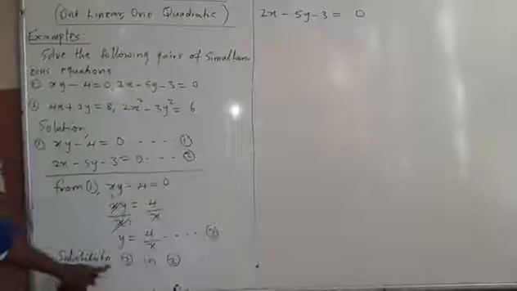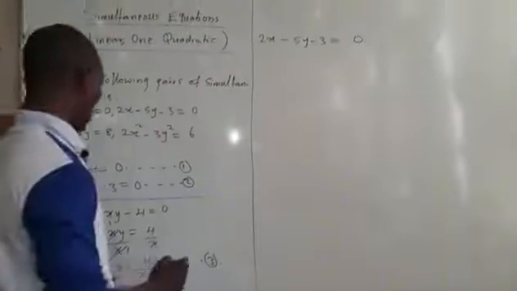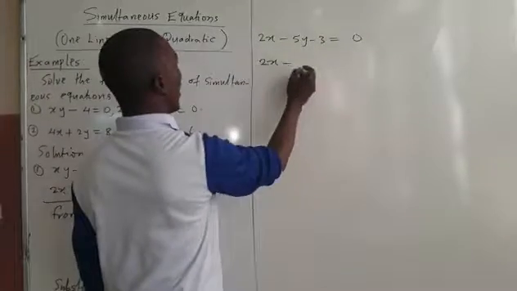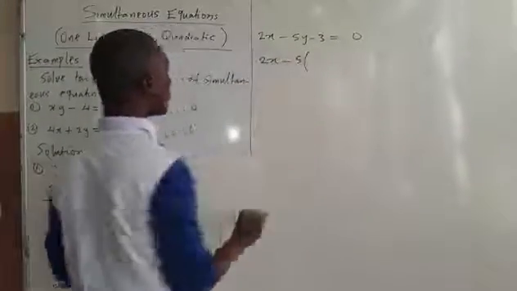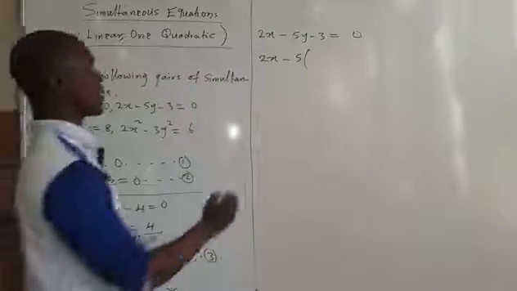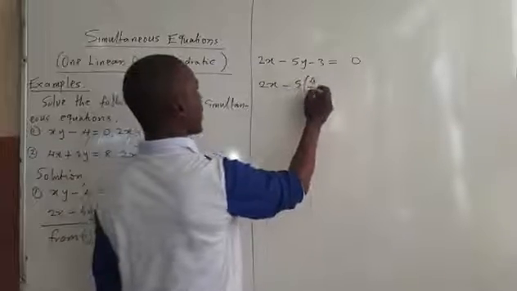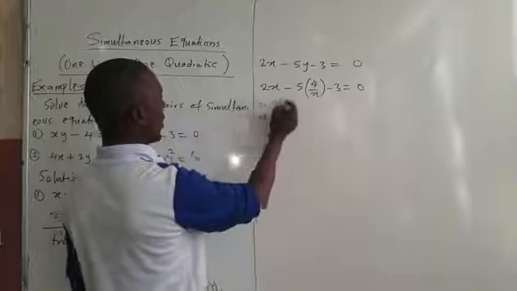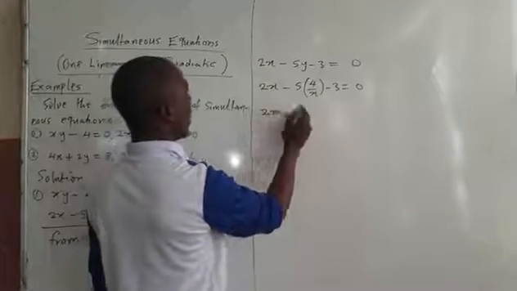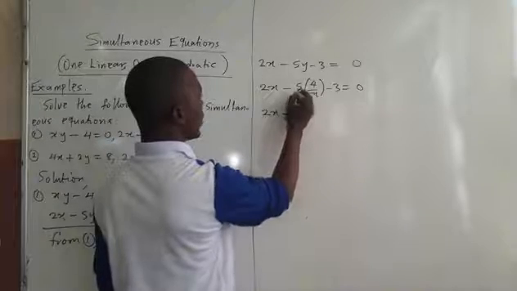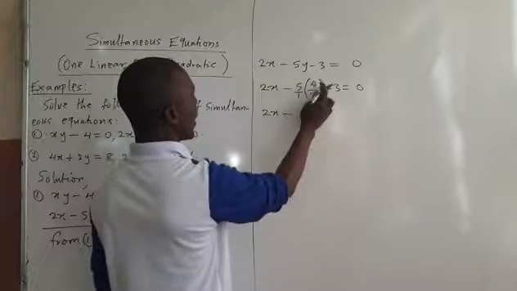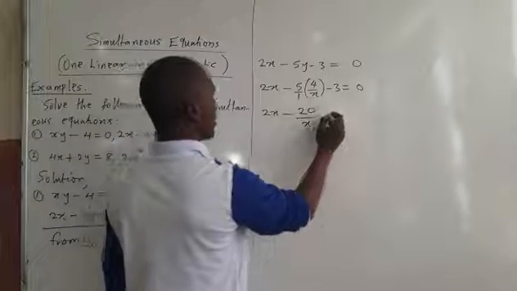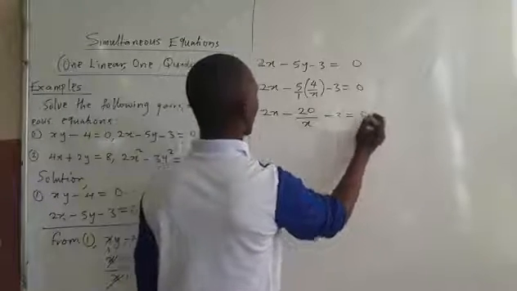Since we are substituting equation 3 in 2, it means we are going to replace y with 4 over x. So we have 2x minus 5 times 4 over x minus 3 equals 0. So we now simplify: 5 is just like 5 over 1, so 5 times 4, 20, all over 1 times x, and minus 3 equals 0.